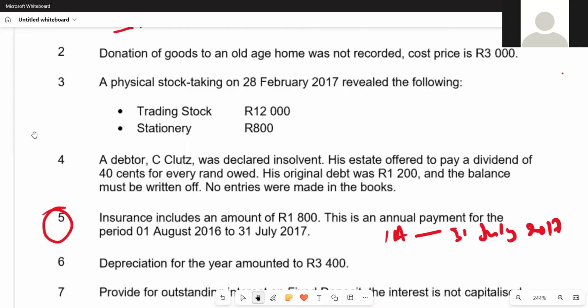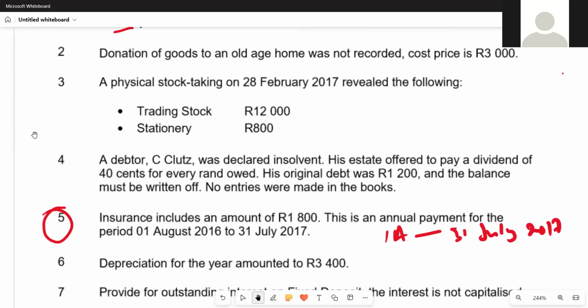We come here. A physical stock taking on 2017, review the following. You've got trading stock, so we only take the figure for trading stock. We say minus 12,000. So you've said book value minus physical stock count value, which is represented here by saying our book value, which is the value that we get here, and then we subtract your 12,000, which is your physical stock count value, and then we calculate correctly there. The answer that we are supposed to get there is 2,500. So you've got a positive figure of 2,500, representing a deficit.